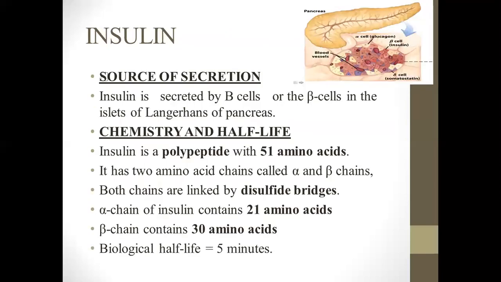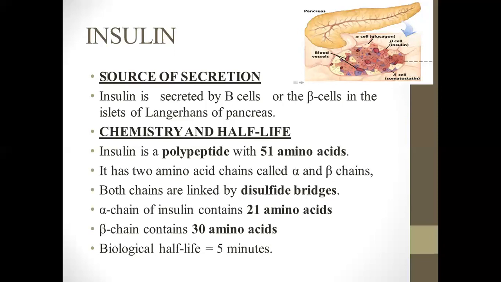The first and main hormone is produced by the beta cells, which is insulin. The secretion source of insulin is the beta cells, and its chemistry is a polypeptide chain composed of 51 amino acids. That means insulin is basically made up of 51 amino acids. Of these, the 21 amino acid chain is the alpha chain, and the 30 amino acid chain is the beta chain, and these two chains are attached to each other through a disulfide bridge.